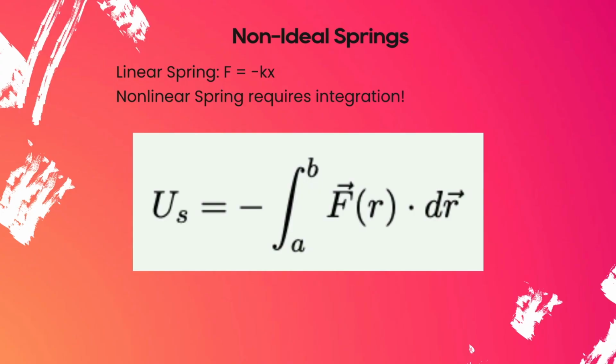Now non-ideal springs. For a linear spring, the force was equal to minus kx, which was also Hooke's law.